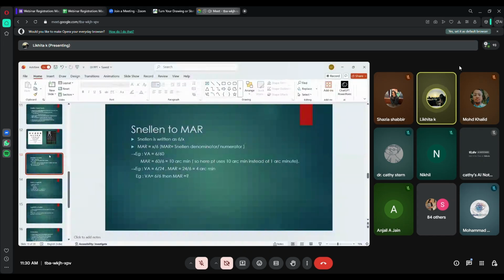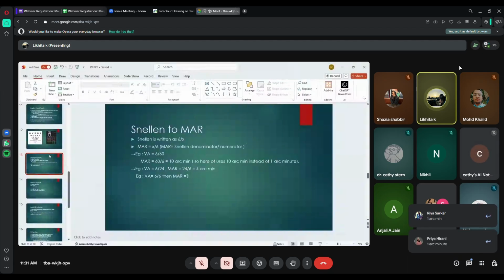So in the next example, if the visual acuity is 6 by 24, then MAR equals 24 by 6. It means here the patient uses 4 arc minutes. And in the next example, if the patient's vision is 6 by 6, then MAR equals, yeah, that's 1 arc minute.